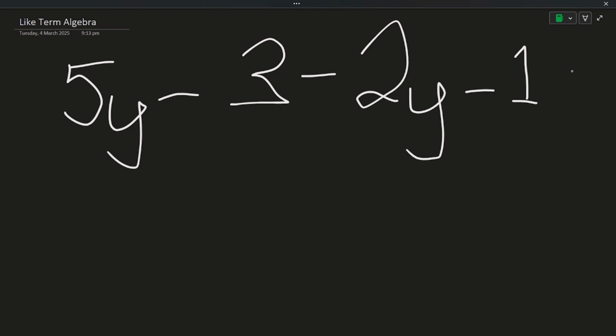5y minus 3 minus 2y minus 1. So the same thing we did last time. The first thing we did last time was find the like terms, and that's what we'll also do for subtracting one, where we just minus it instead of plussing. It's not that hard. You just bring the like terms together.